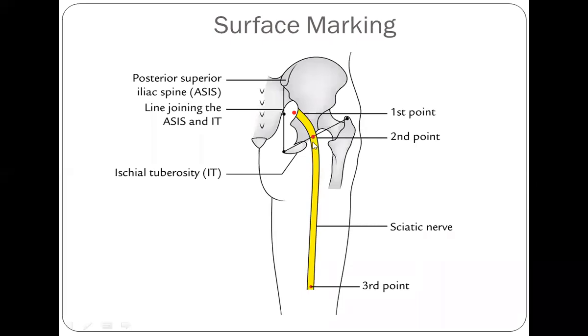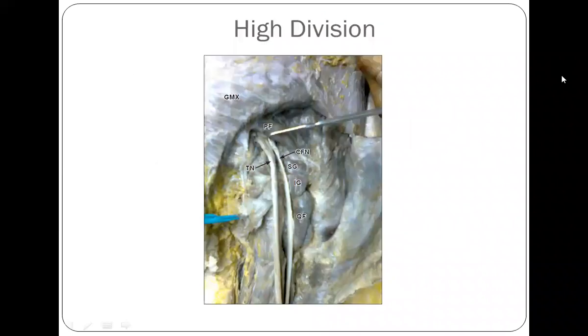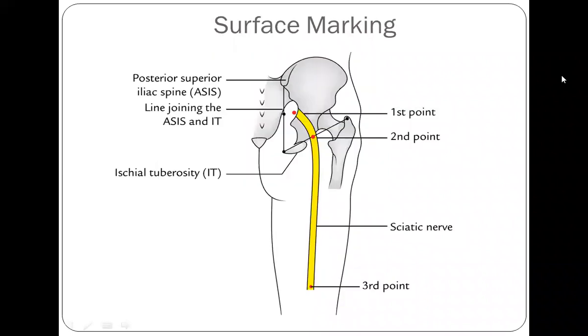For surface marking of the sciatic nerve in the thigh, you have to take a third point at the superior angle of the popliteal fossa and join points 2 and 3. You can learn the surface marking from your textbook. It's a must-know topic for each of you.